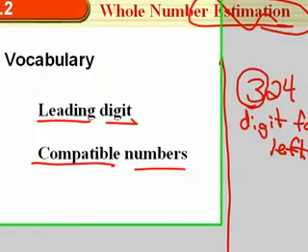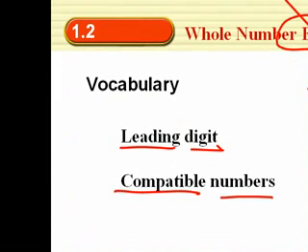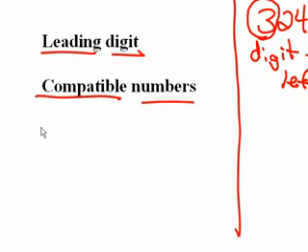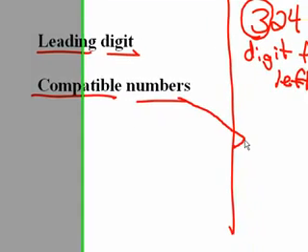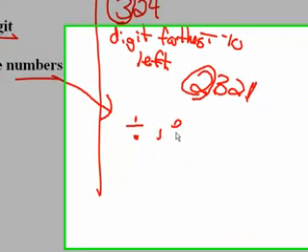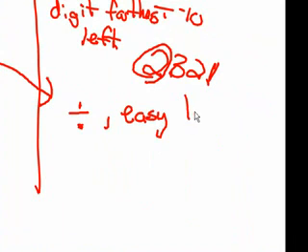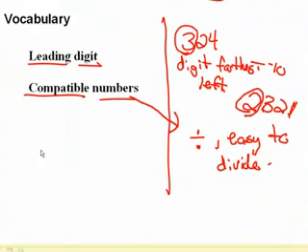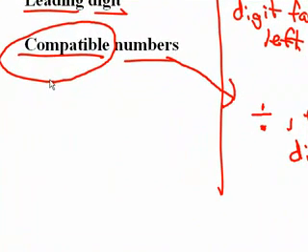A compatible number, when you estimate, especially we use compatible numbers. Let's put this down here. Compatible numbers. I'll start writing down here. We use compatible numbers mostly in division. We want numbers that are easy to divide. Compatible means they divide into each other easily. They get along really well.